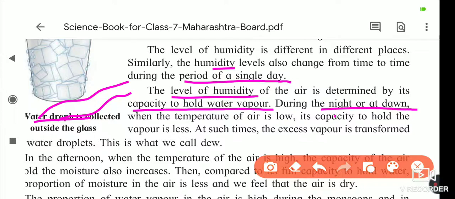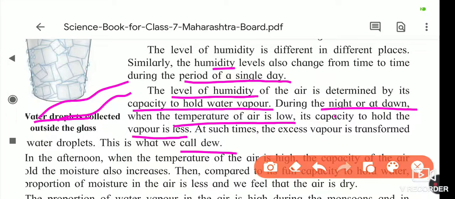In the morning, at night, or in the dawn, the temperature of the air is low and its capacity to hold vapor is less. At such a time the excess vapors are transferred into water drops, and that is why we call it dew, and these are the dew drops. At night or in the dawn, in the morning before 8 o'clock, at 6 o'clock, the capacity of air to hold water vapor is very less because there is a lower temperature and sunlight is not available.